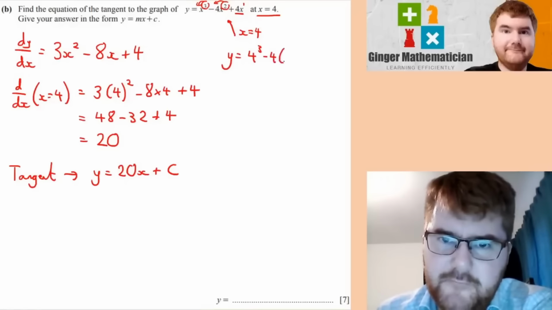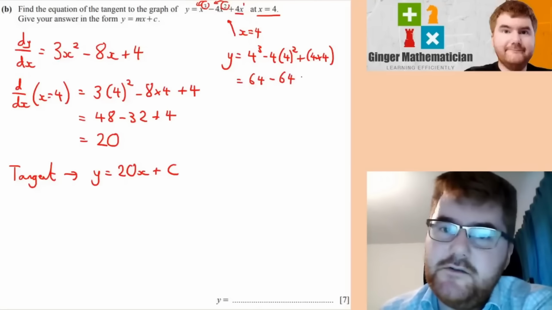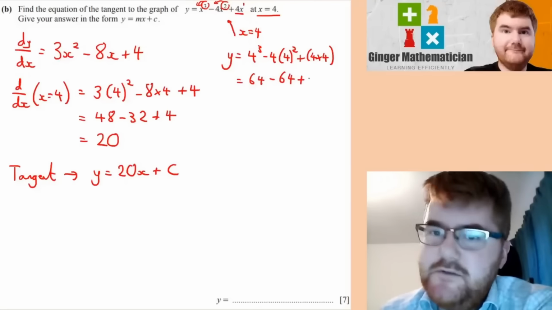So we get 4 cubed is equal to 64. Well, 4 squared is 16. 16 times 4 is 64. Oh, that's nice. That cancels. And then we get 4 times 4 is 16. So when x is 4, y is 16. So this coordinate is actually 4, 16.